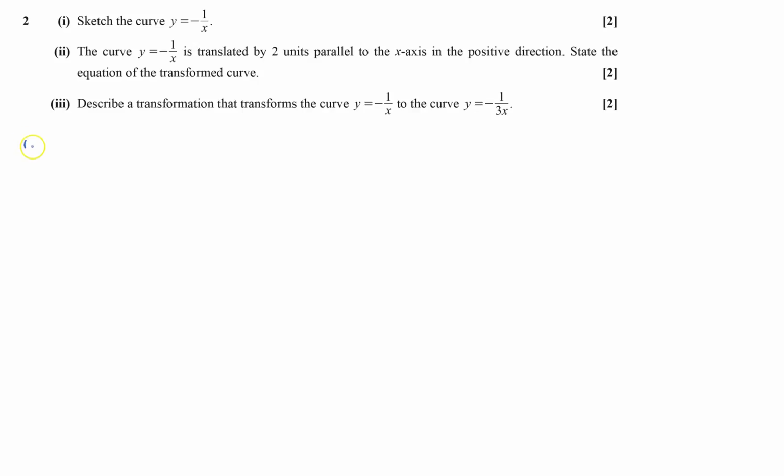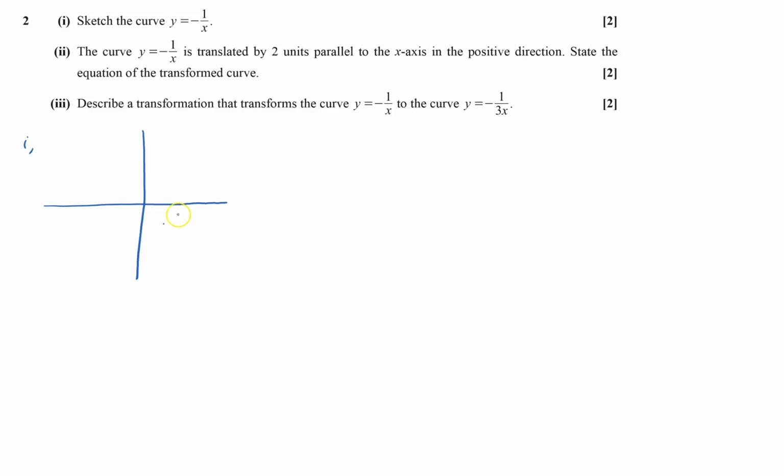Okay. Part 1 for 2 marks, got to sketch that, and that is y equals negative 1 over x. Well, if you're not sure what it looks like, just think about some points. If x is 1, y will be negative 1 over 1, which will be minus 1. So it's going to go through that point.